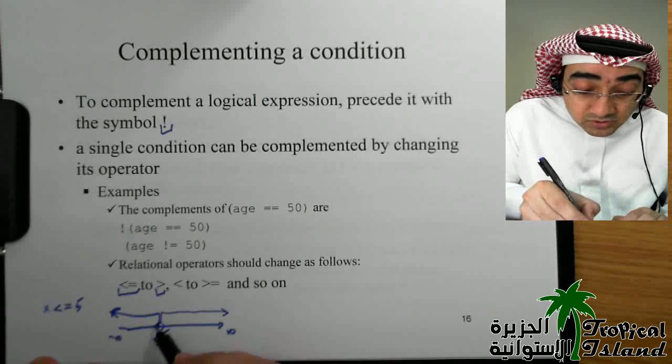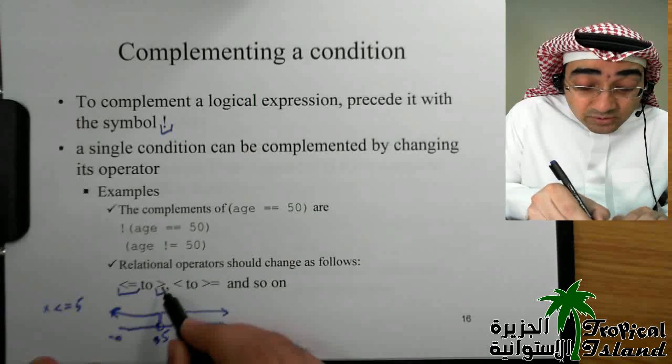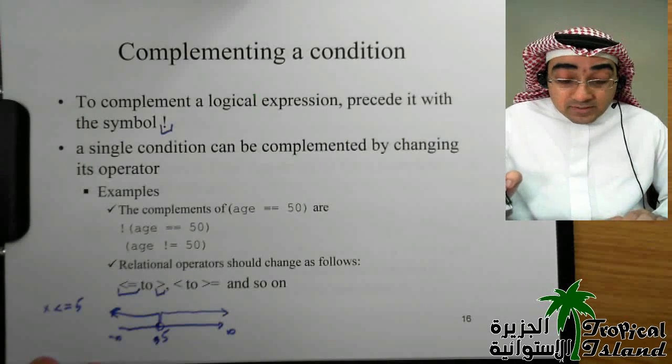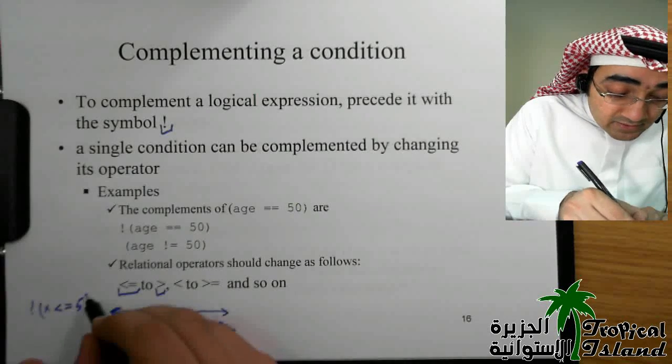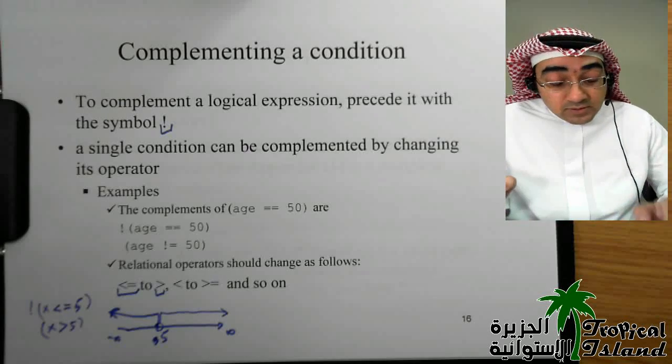So this is the negation. So I do not put the equal to sign. So when I negate a less than or equal to, I get a greater than sign. Okay, so when I negate this, x should be greater than 5. This is the result of this negation.